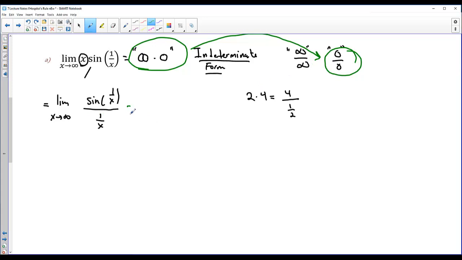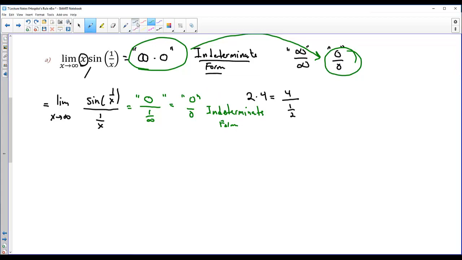So check it out. If you plug in infinity, you get sine of 0 on top, which is 0. And on bottom, you get 1 over infinity. So let's write this as 1 over infinity. And of course, 1 over infinity is like 0. So now we have that 0 over 0 indeterminate form. And so now we can use L'Hopital.